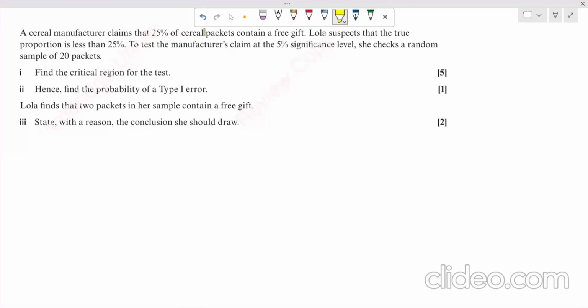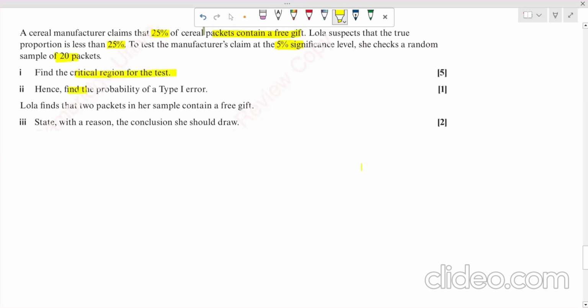Now see here the next question. A cereal manufacturer claims 25% of the cereal packets contain a free gift. Lola suspects that the true proportion is less than 25 percent, which means it is a lower tail test. To test the manufacturer's claim at the 5% significance level, alpha is 5 percent. Lola checks a random sample of 20, so n is equal to 20. Find the critical region for the test.